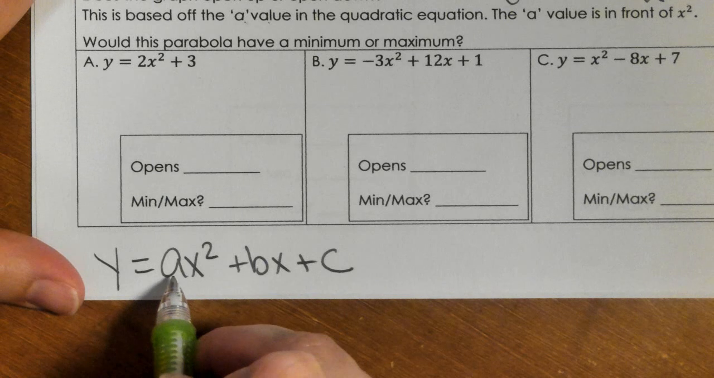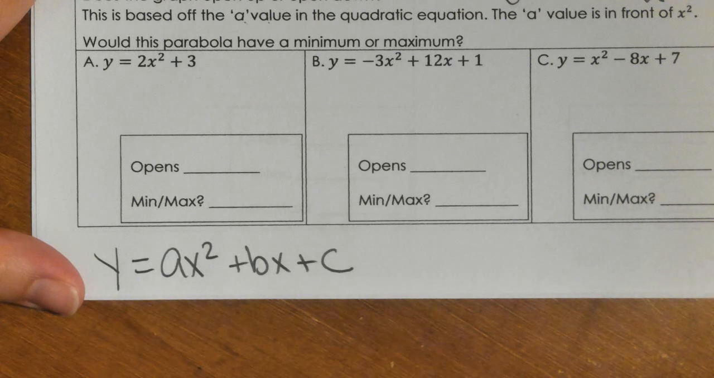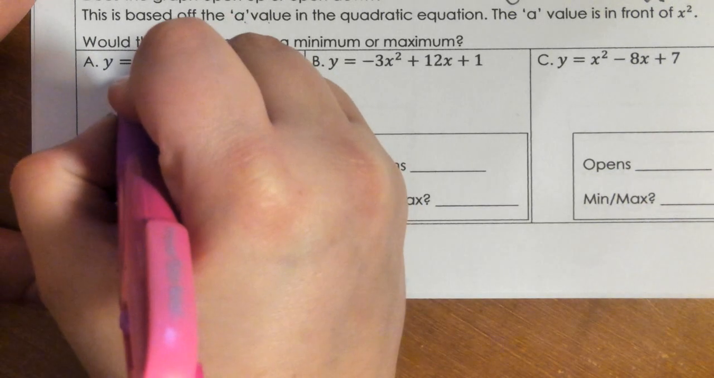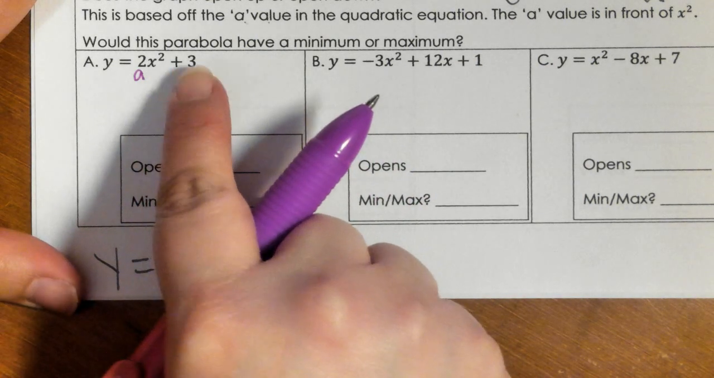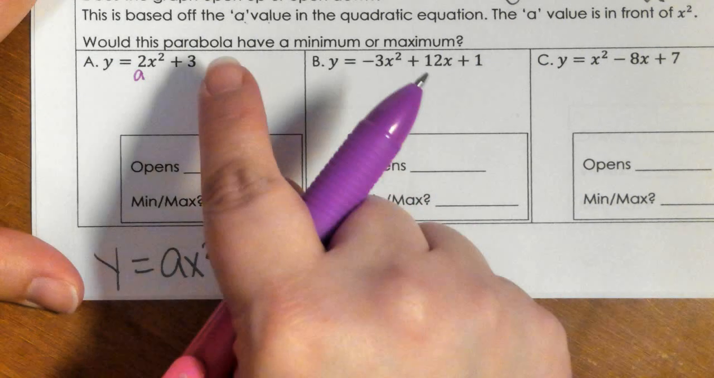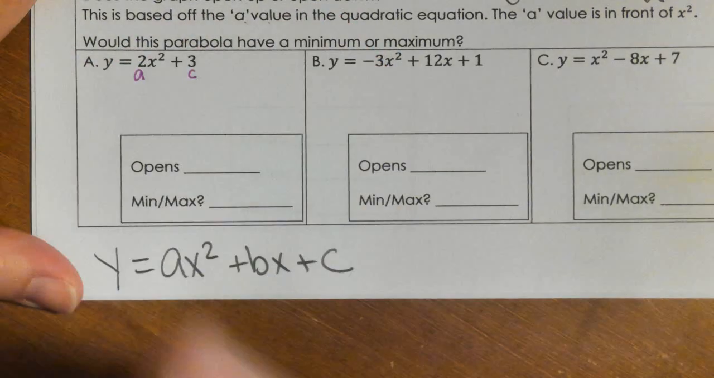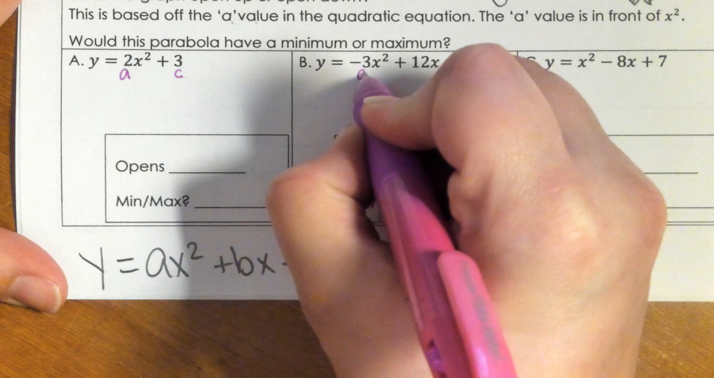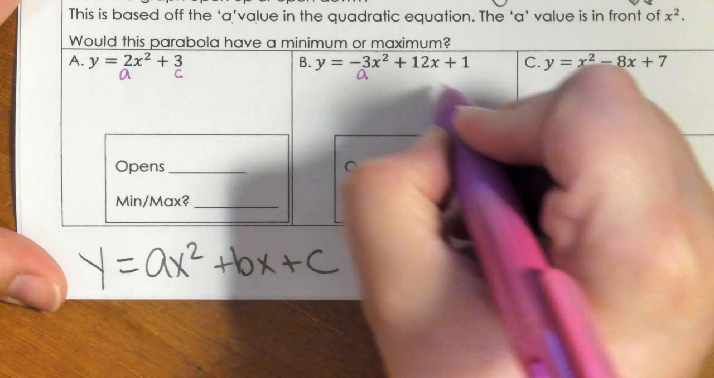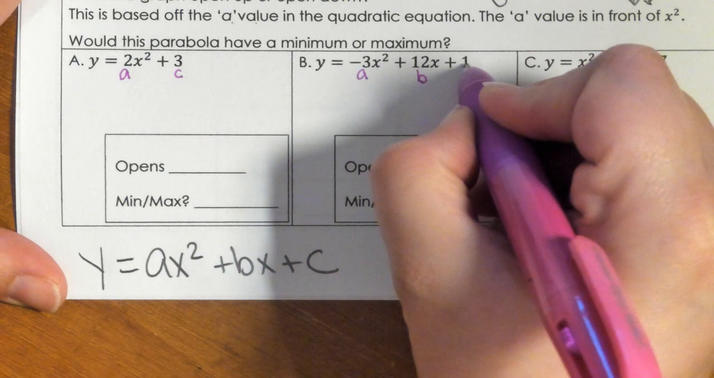Okay, you can see that the a is in front of x squared. So this is my a. My b is in front of x, but I don't have an x. And then my c is just a number at the end, so I have a c. Okay, I'm going to go through and label them all. So a is in front of x squared, b is in front of x, and c has no x.